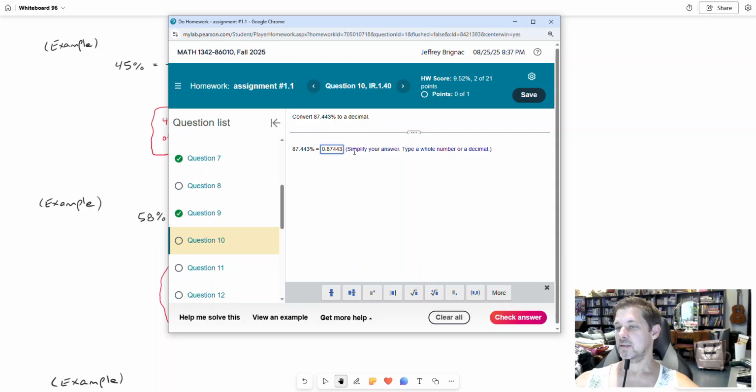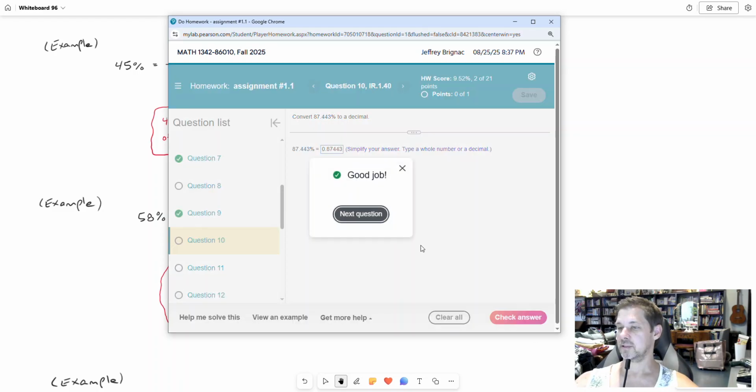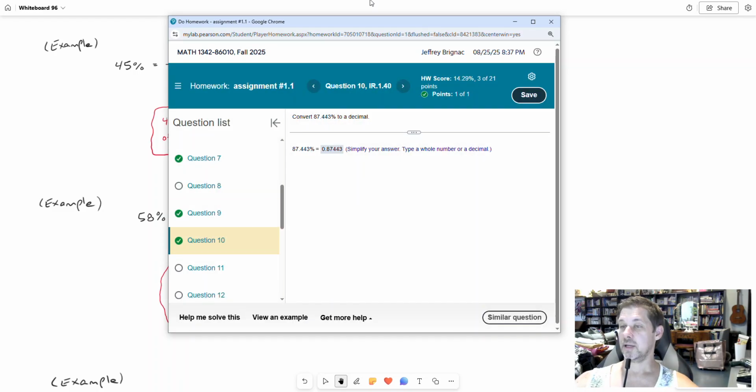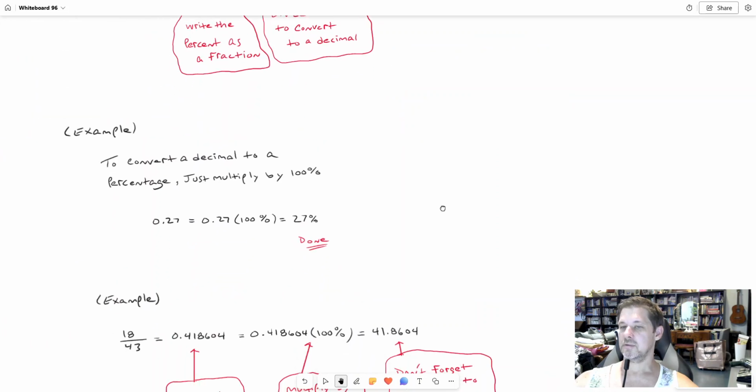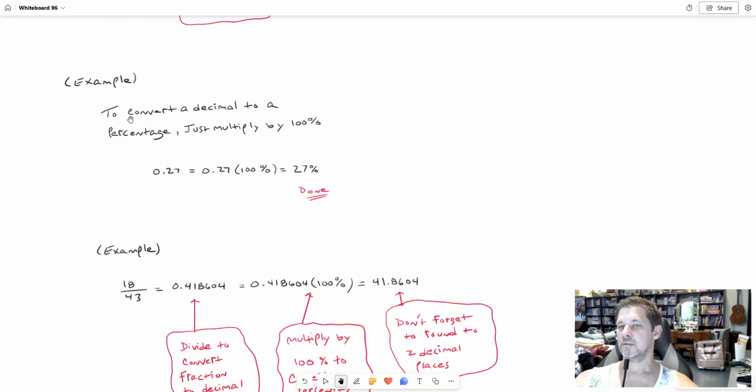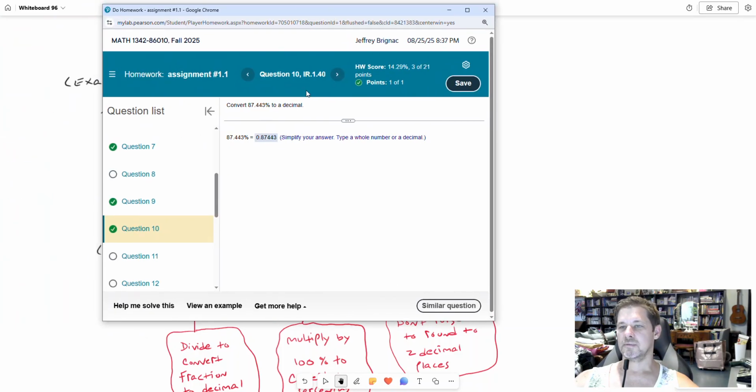Okay, simplify it. Well, it's already simple. There's nothing I can do to simplify that. So I'll just check it and it's right. Okay, so let's see what else we have. I wanted to show you to convert a decimal to a percentage. So the one I just did was taking a percent and converting it to a decimal. You just divide the percent by 100, or if you want to think of it as just moving the decimal 2 spots to the left, do it like that.